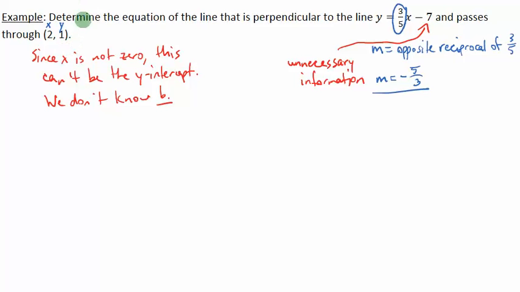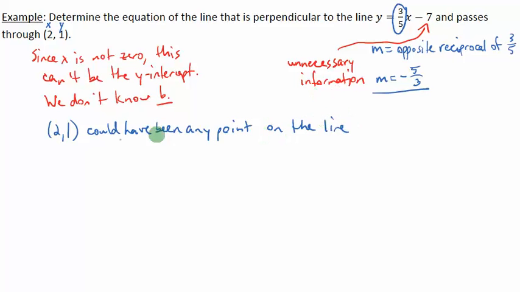You could do the previous example the exact same way. You should try it out on your own. But these are x and y values. Now, x and y can change because this could have been any point on the line. So (2, 1) could have been any point on the line. But it would still give us an x value and a y value.